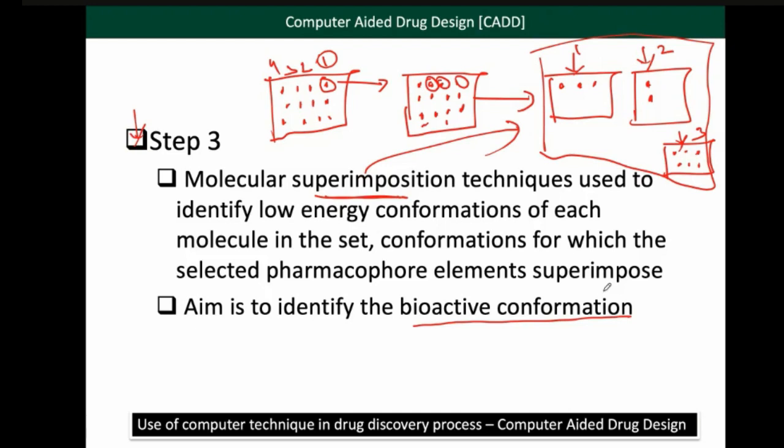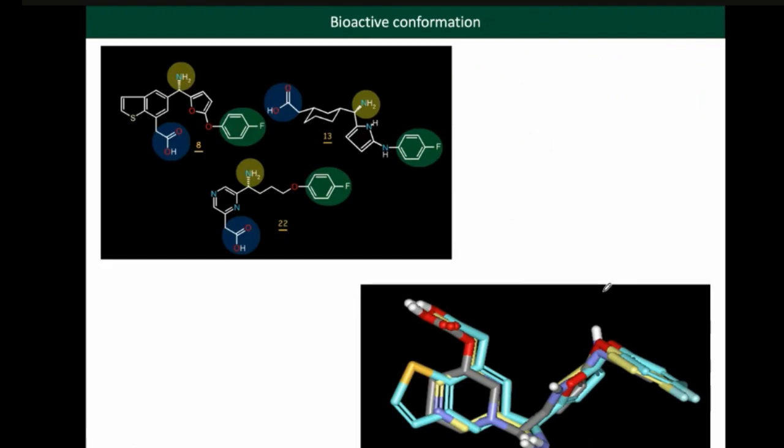Since we do not know the 3D structure of the drug target, we rely on computational methods for finding the bioactive conformation, which is identified through the molecular superimposition, right? So let me give one example. You will clearly understand what molecular superimposition is and how we do that.